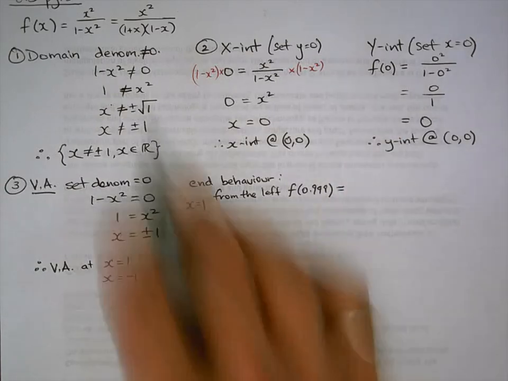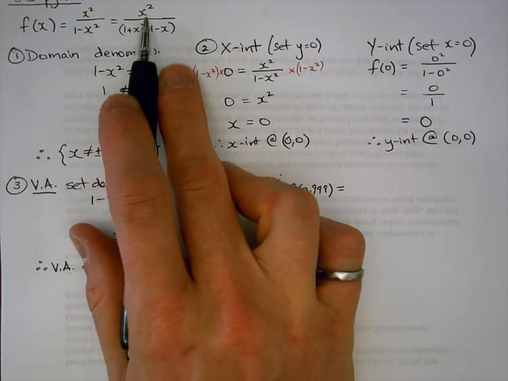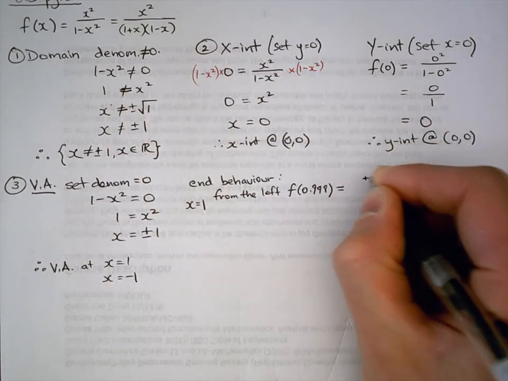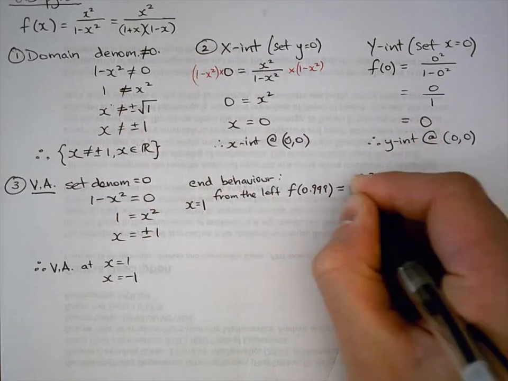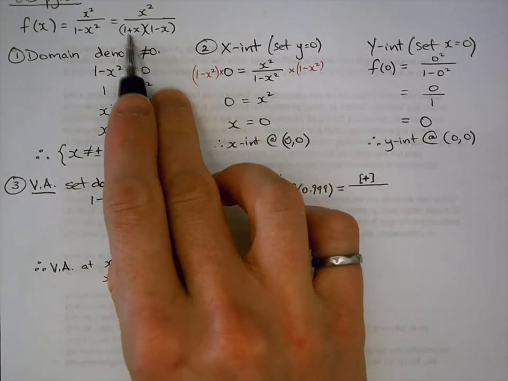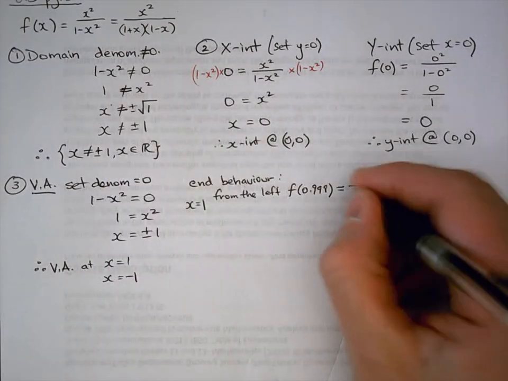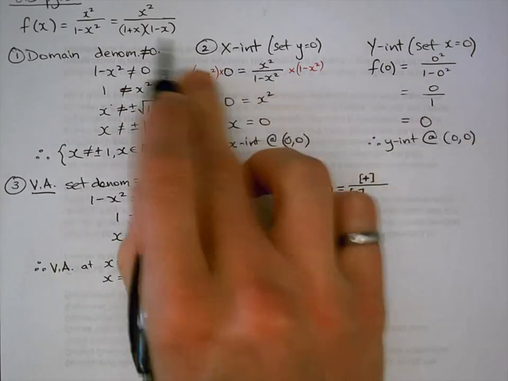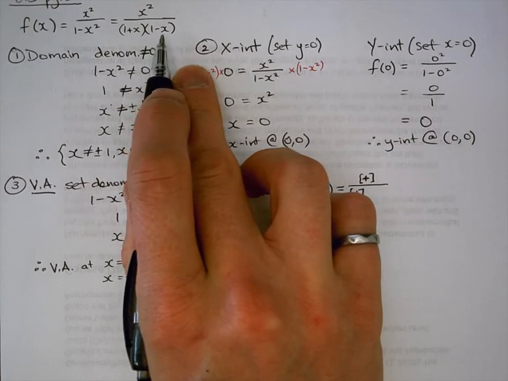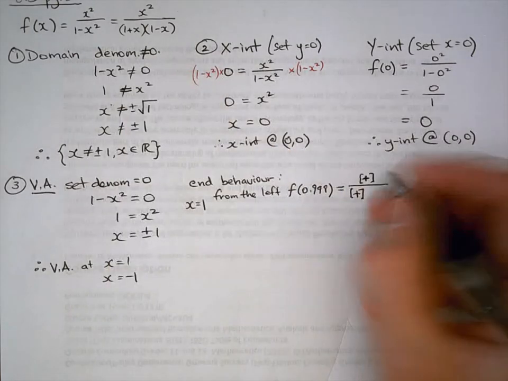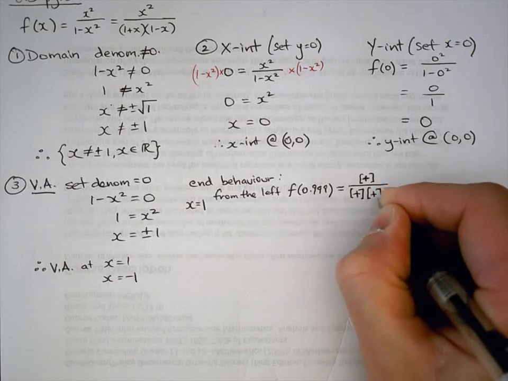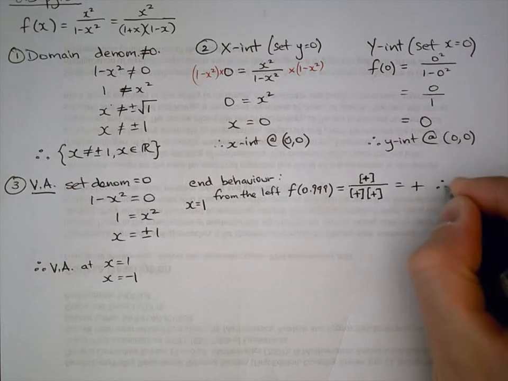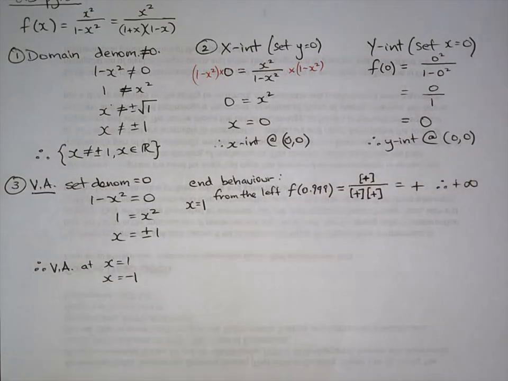I'm going to use the factored form, which is up here. If I sub in 0.999, I get 0.999 squared, so that's positive. And that's over 0.999 plus 1, which is also positive. And if I sub in 0.999 here, I have 1 minus 0.999, so I get a very, very small positive number. So with all that in consideration, I get a big positive number. Therefore, from the left, it goes to positive infinity.